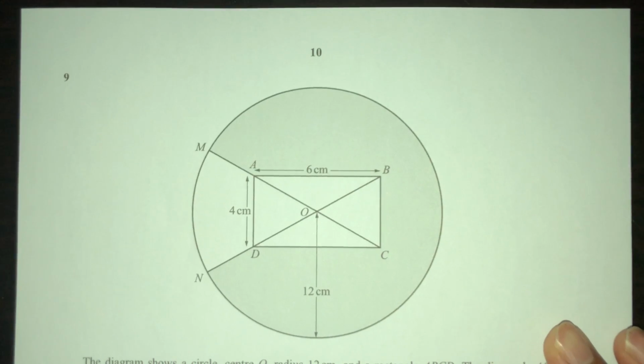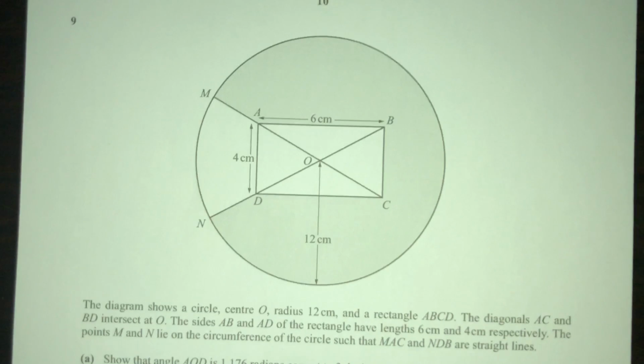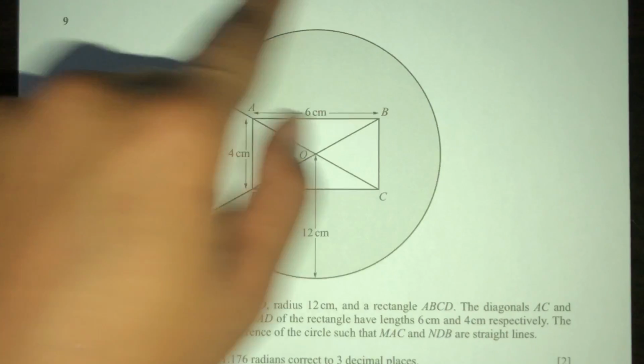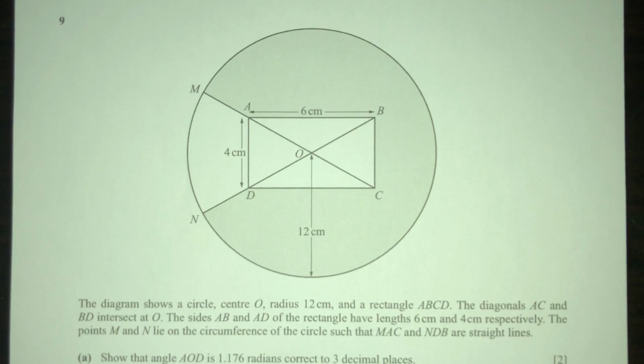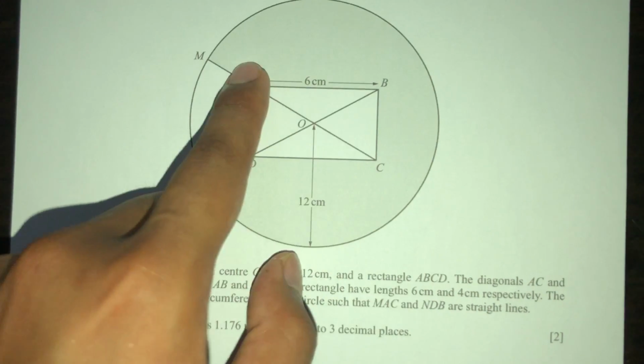Let's move on to question number 9. So here we have a question in relation to circular measure. Let's see how we can solve this. Here the diagram shows a circle. This is a big circle right here, radius 12, center O here, radius 12, a rectangle ABCD.